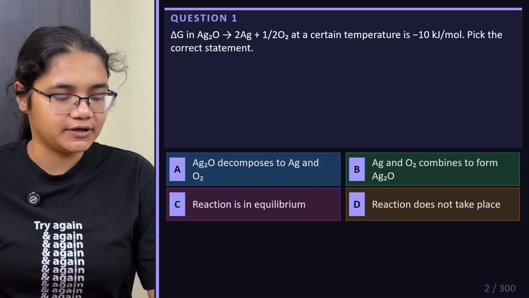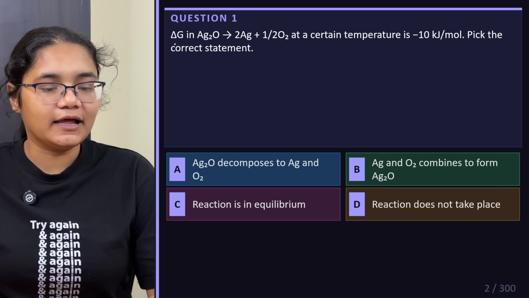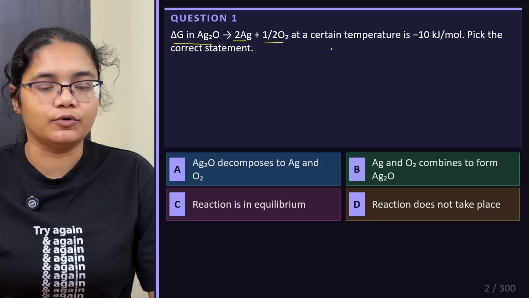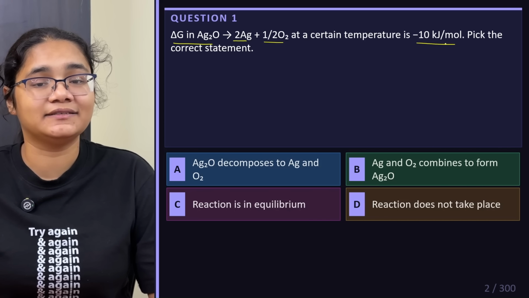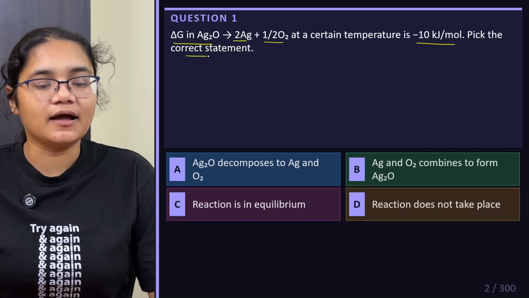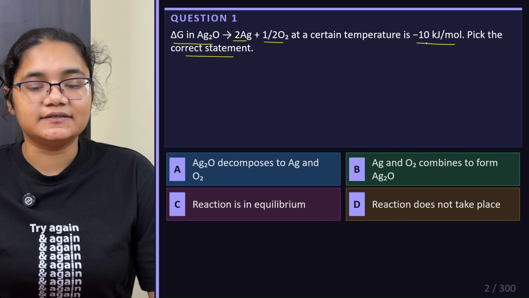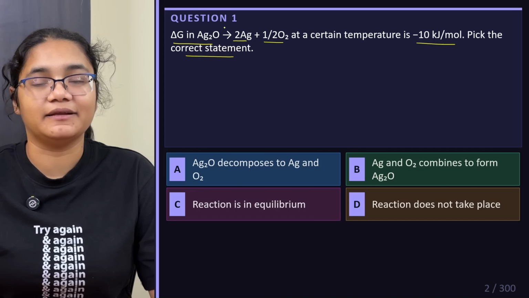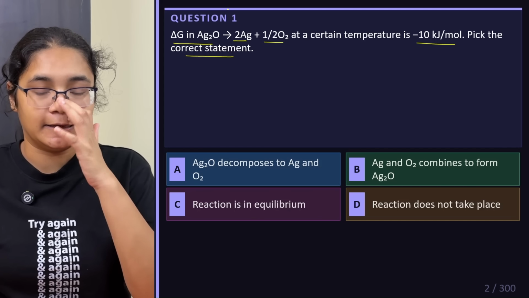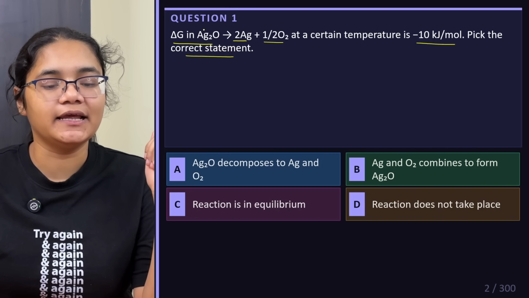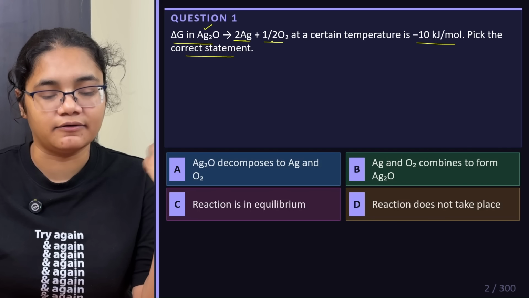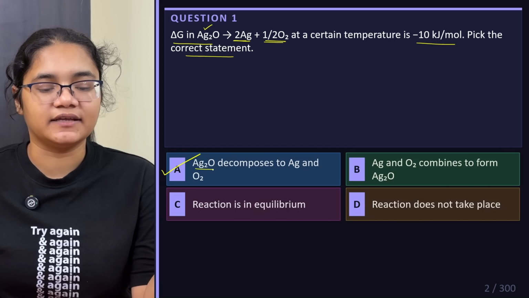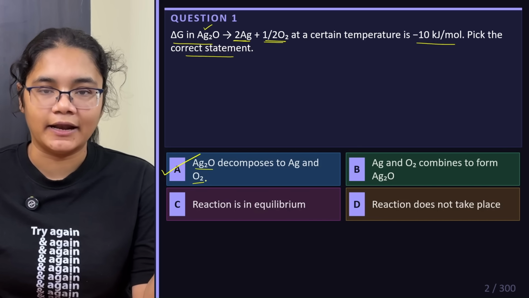So the first question here is: delta G in the reaction Ag2O gives 2Ag plus half O2 at a certain temperature is minus 10 kilojoule per mole. Pick the correct statement here. Now since this is a negative delta G, that means the reaction will happen automatically, means the reaction will happen spontaneously and Ag2O will get converted to Ag and O2. So the correct answer here, option number A, that is Ag2O decomposes to Ag and O2.